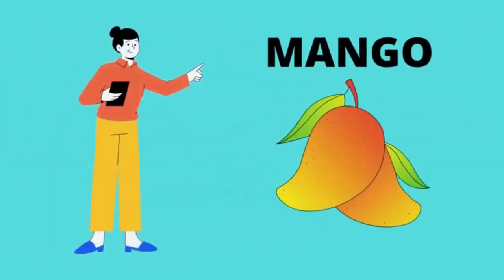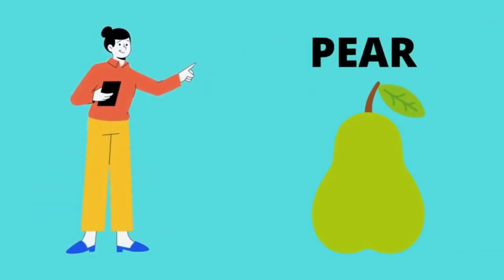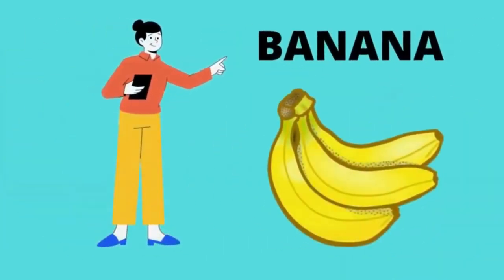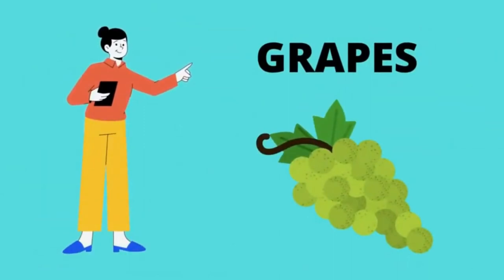Mango. M-A-N-G-O. Mango. Pear. P-E-A-R. Pear. Banana. B-A-N-A-N-A. Banana. Grapes. G-R-A-P-E-S. Grapes.